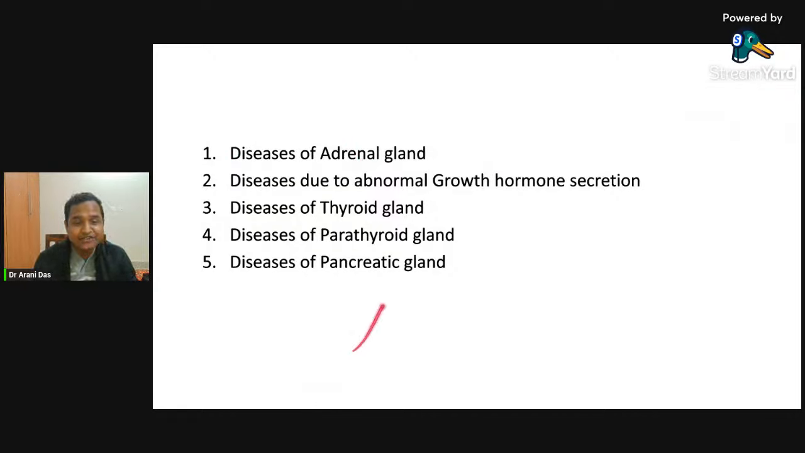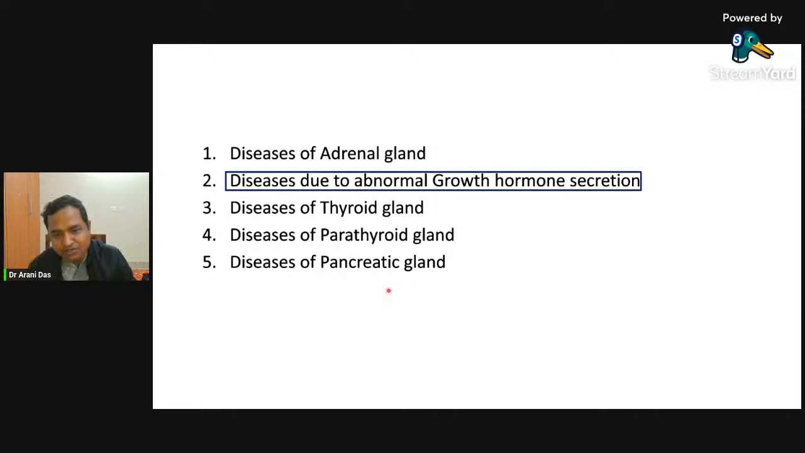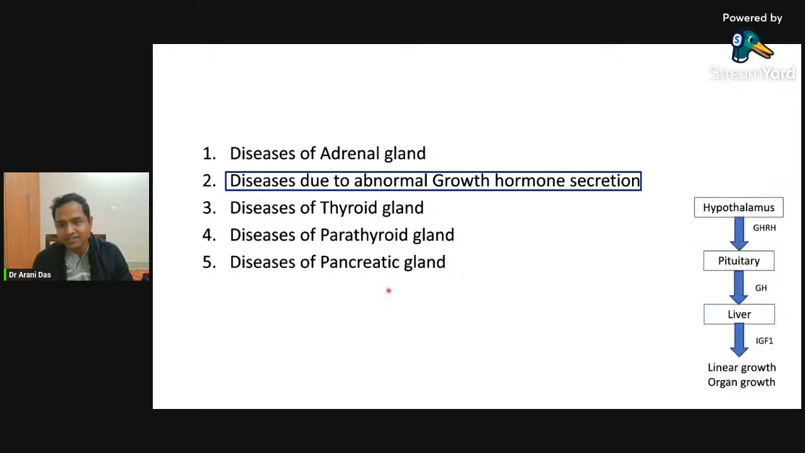Next is diseases due to abnormal growth hormone secretion. Now, growth hormone is also a pituitary hormone. To start with the growth hormone diseases, I just want to recapitulate the growth hormone axis. So the hypothalamus releases a releasing hormone, which is growth hormone releasing hormone, which acts on the pituitary. The pituitary releases growth hormone, which has vast actions throughout the body, producing growth and metabolic changes.